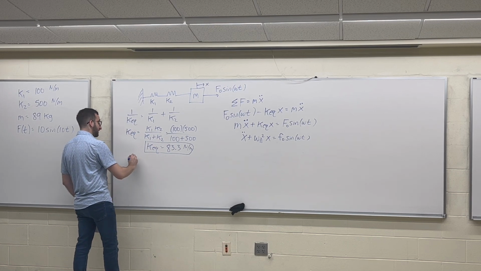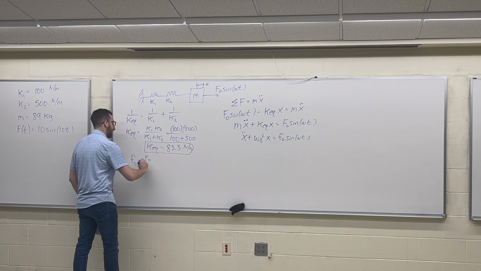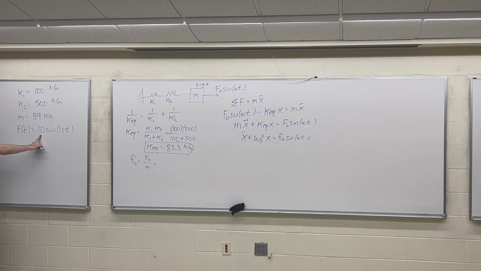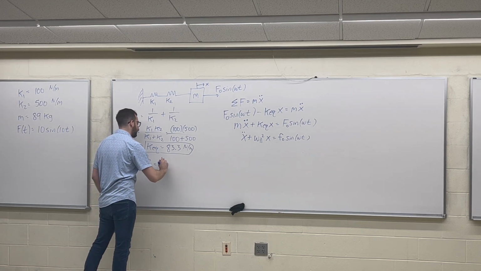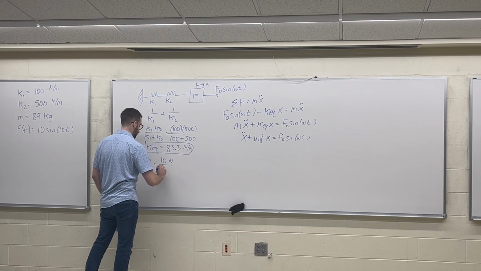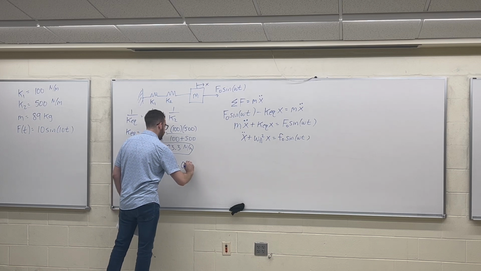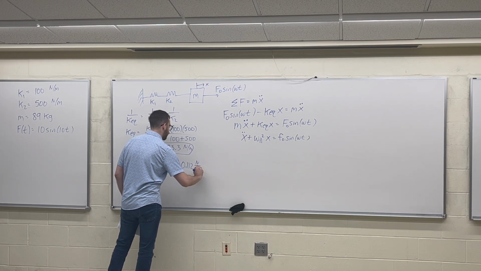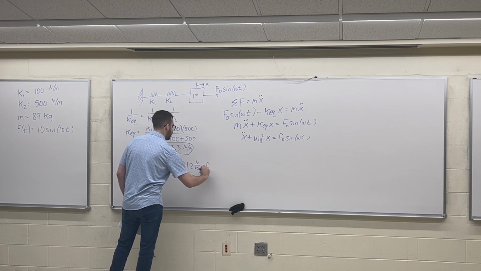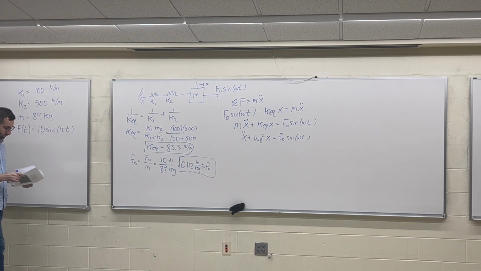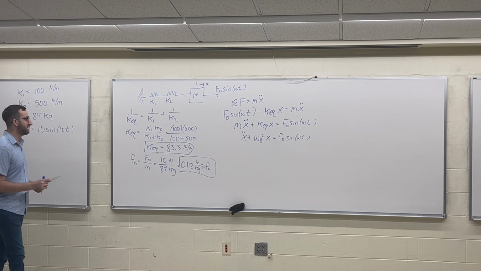Maybe I'll calculate what f naught is, just so I have it. That's big F naught over m. What's big F naught in this problem? 10, this 10. Divided by the mass, which was 89. You get 0.112. 0.112 newtons per kilogram is little f naught. So just keep that handy.